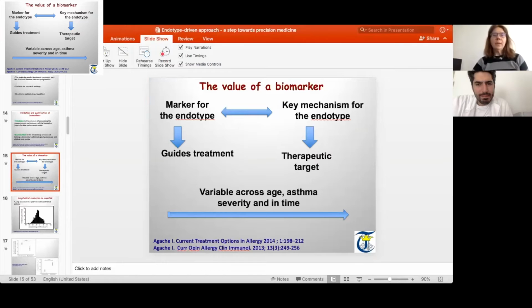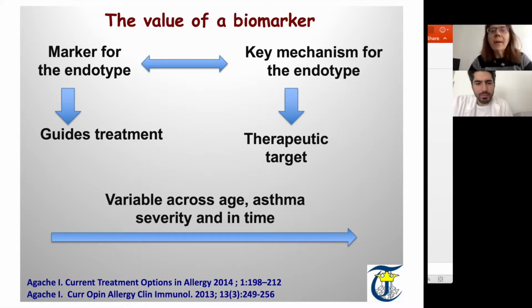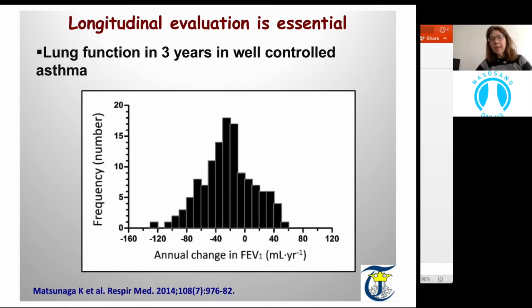So coming back to this, the problem with the biomarker is that it is highly variable across age, across severity, and across time. We have to deal with this variability and define it better. For this, the evaluation of a biomarker should always be longitudinal. And I give you here three examples. For example, lung function in patients with well-controlled asthma. If you follow them for three years, you can see that there are patients here to the left who are rapid decliners in the range of COPD.